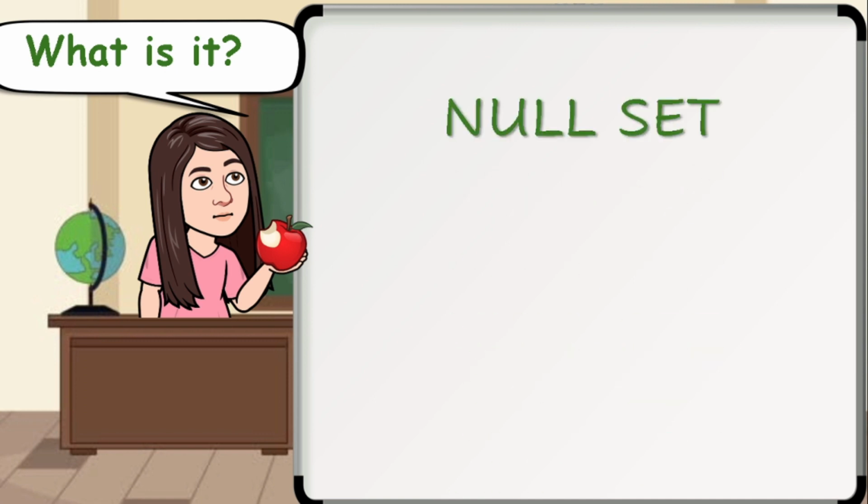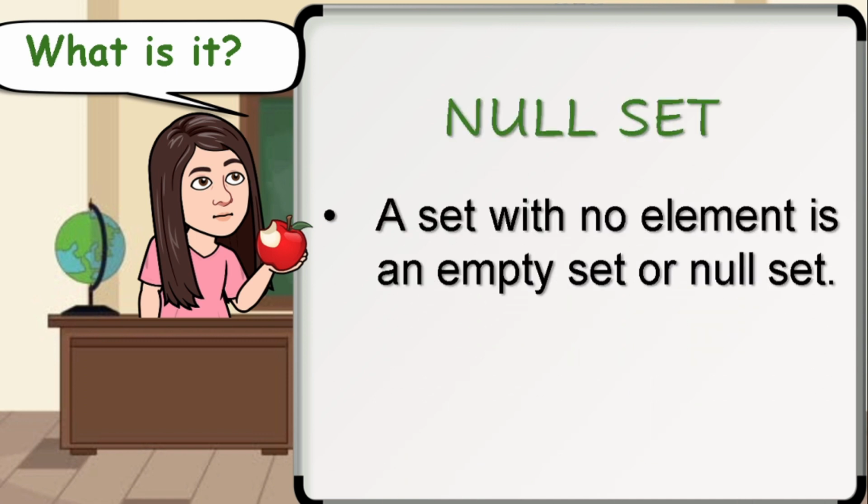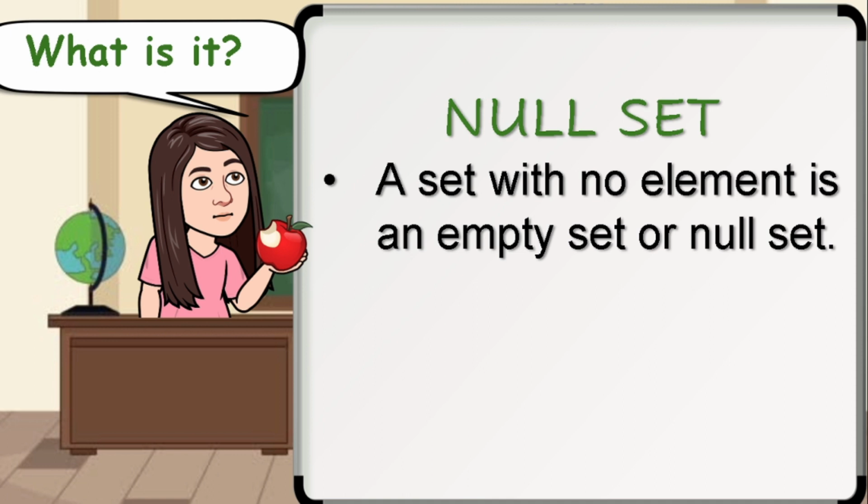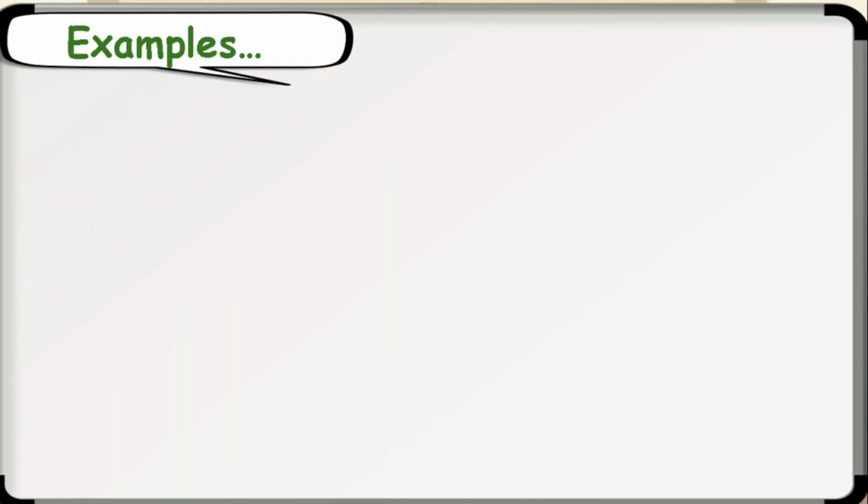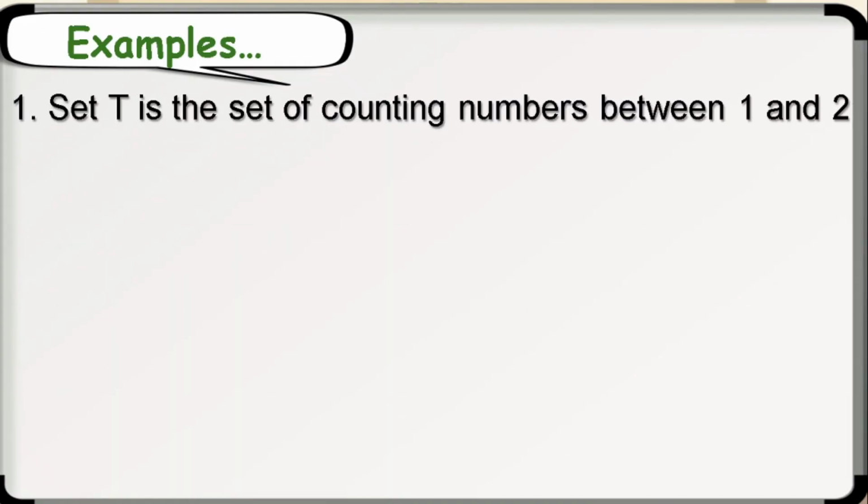Now, let's talk about the null set. A set with no element is an empty set or null set. The symbol for empty set is an empty curly braces or the ancient Greek symbol phi. Let's analyze. Number 1. Set T is the set of counting numbers between 1 and 2. This is an example of an empty or null set because there are no counting numbers between 1 and 2. Therefore, we write it as set T is equal to empty set or null set.